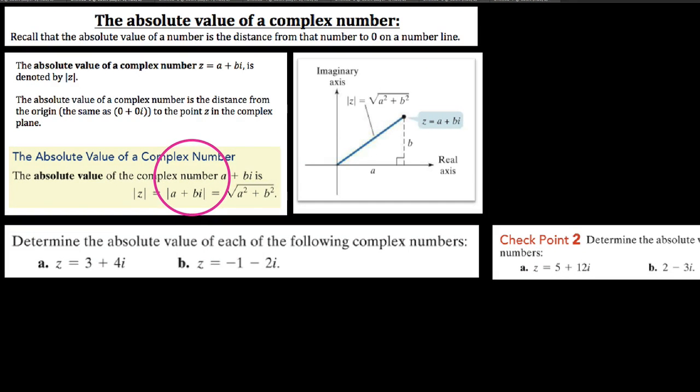Okay, YouTube, this is my second video on a module in which we are plotting complex numbers, and what we're going to do in this video is explore this concept of an absolute value. And so I suppose we'll start with recalling the fact that the absolute value of a number is the distance from that number to 0 on a number line.